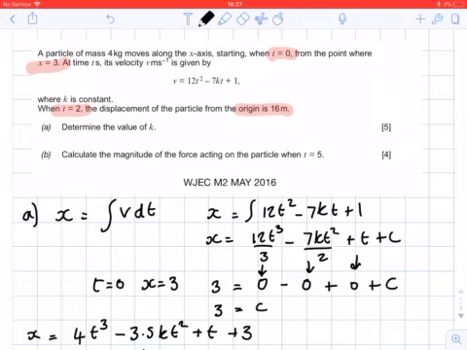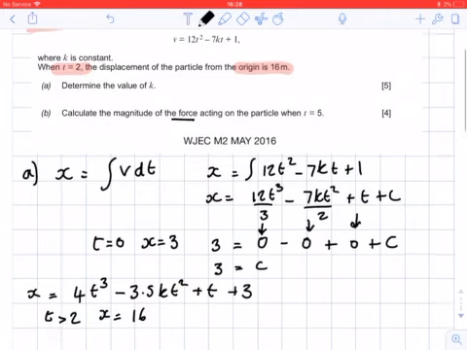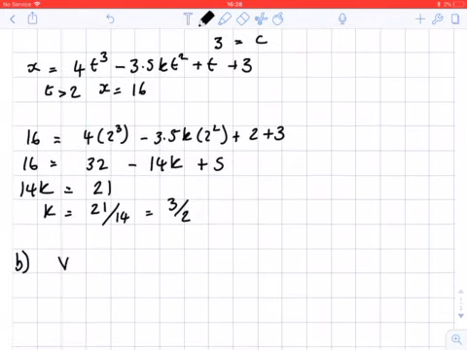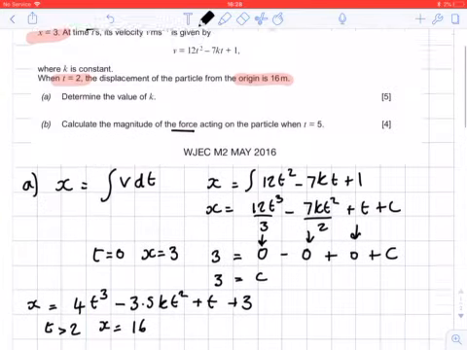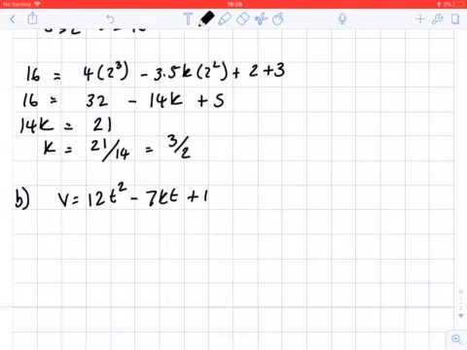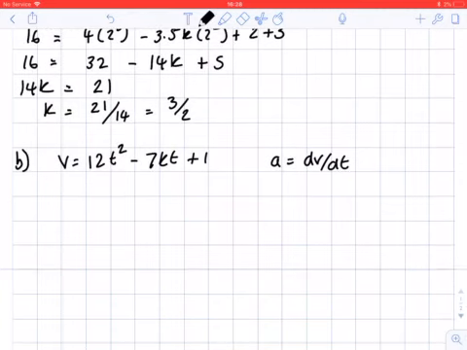Well, when you've got forces, you've got masses, and you want acceleration, and you've got an acceleration kicking around, we can use Newton's law of F equals ma. Well, we have our velocity expression. We've got v is equal to 12t squared minus 7kt plus 1. Now I know if I want to get from velocity to acceleration, a is equal to dv by dt. So if I differentiate this, dv by dt will become 24t minus 7k.